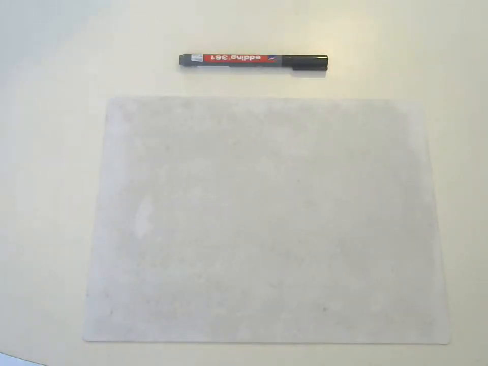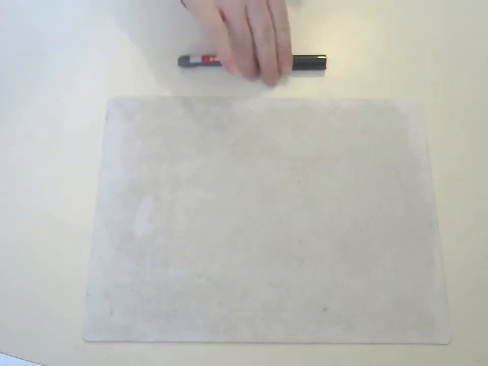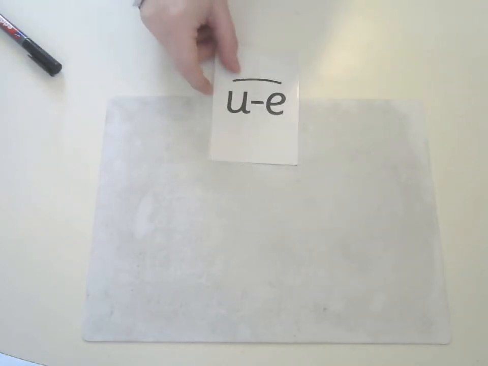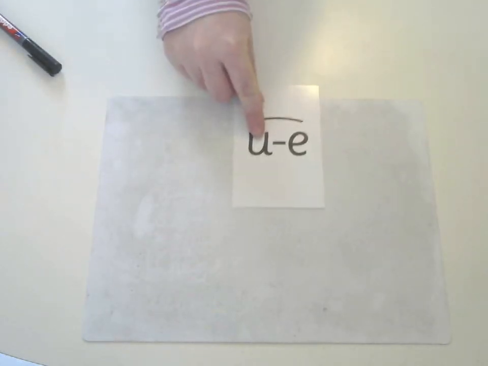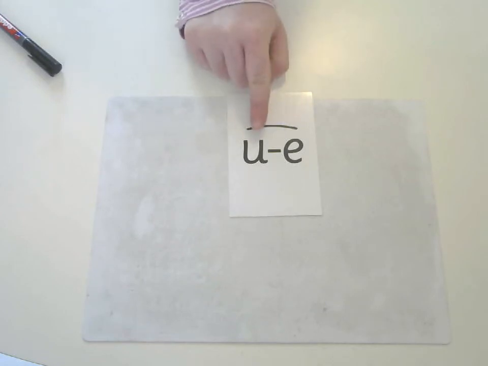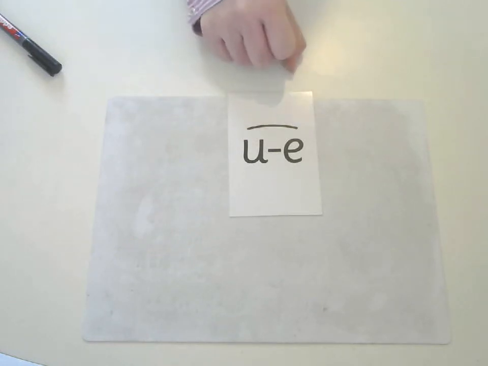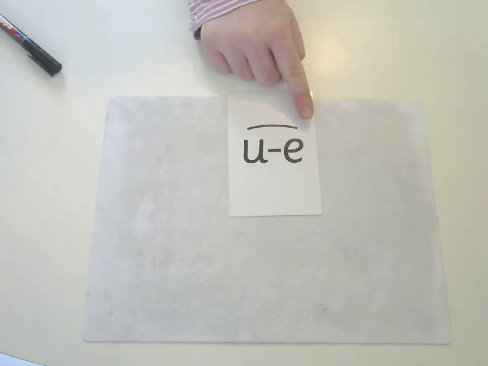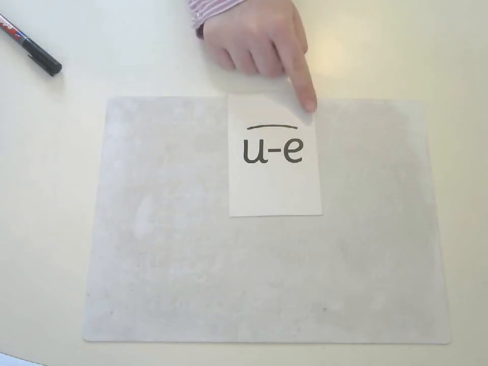Lovely. Okay, so the sound we are going to look at today is this sound. So this sound is a split digraph. You have a u and an e. We stretch that to become an oo or u sound. So oo or u. Okay.